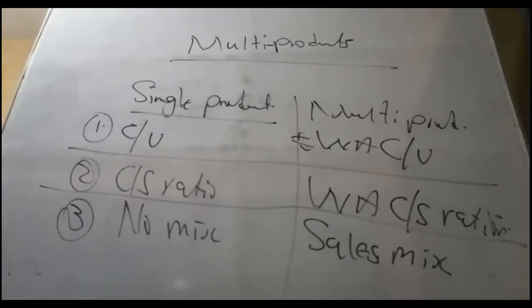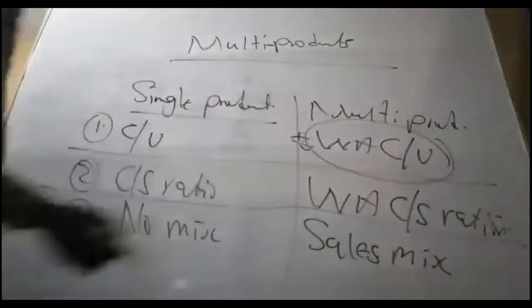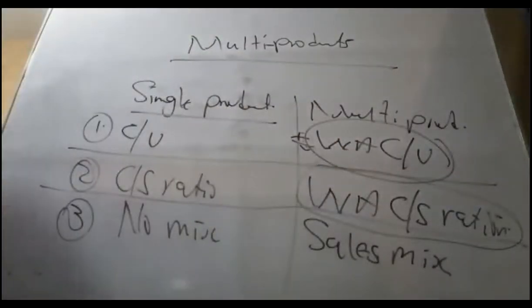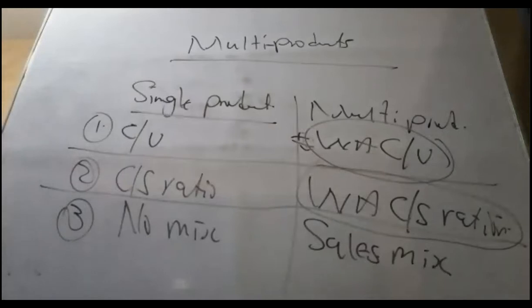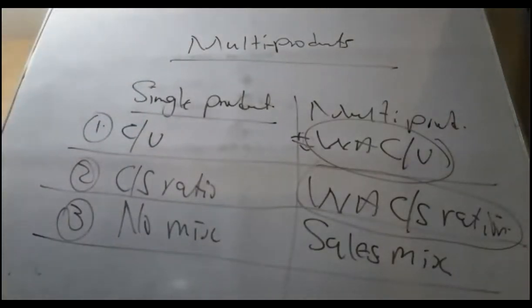Okay. So that is it. Now all what you need to know or do is this: know the steps to calculate the weighted average contribution per unit and the weighted average CS ratio. That is all. If you know these two formulas, you are fine. That is because we will go further to the break-even point.